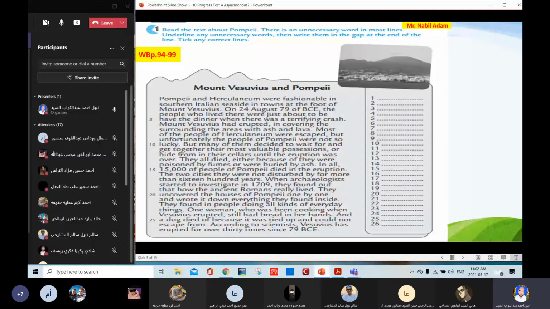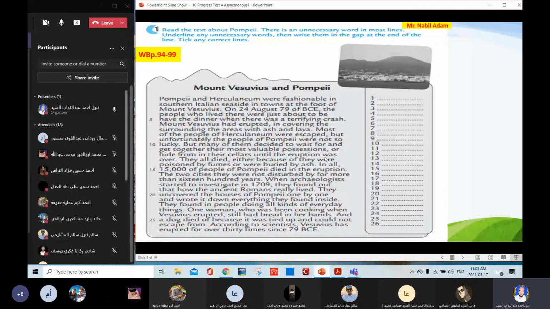You are going to read the passage, and then in each line there is an unnecessary word. You have to delete these words. Underline any unnecessary words, and then write them in the gap at the end of the line. Take any correct lines. So you've got here an article about Mount Vesuv and Bombay, and it has 26 lines. If you have an unnecessary word in each line, you underline the word.